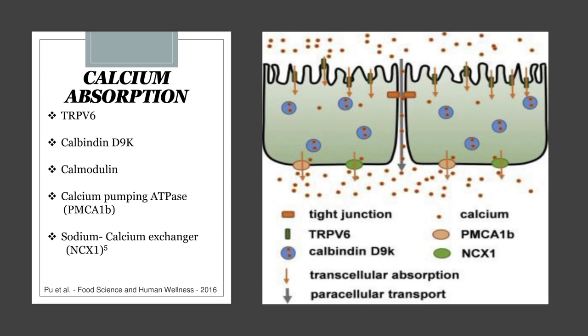Calcium is extruded from the epithelial cells to the interstitial space by the action of the calcium pumping ATPase and a sodium calcium exchanger located in the basolateral membrane. TRPV6 and calbindin decline with age, which is the reason for higher calcium intake for older people.